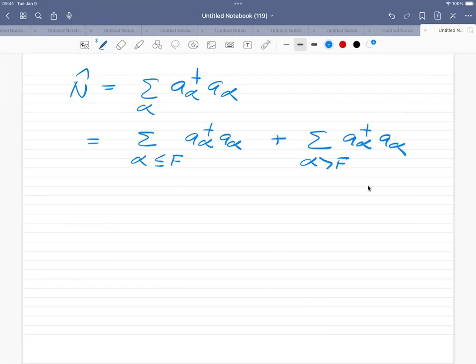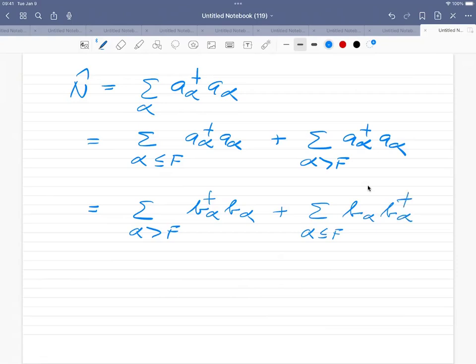Now, I can then rewrite this in terms of these new operators. So if I now introduce the new operators, what I get is a sum over alpha larger than F, where I can simply rewrite this as b alpha dagger times b alpha, if I use these definitions. And then I have a new sum, where I now have to be a little bit careful, because now I have a b alpha or b alpha dagger. So I'm just specifying that these are states below the Fermi level.